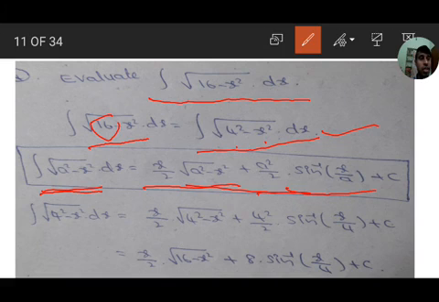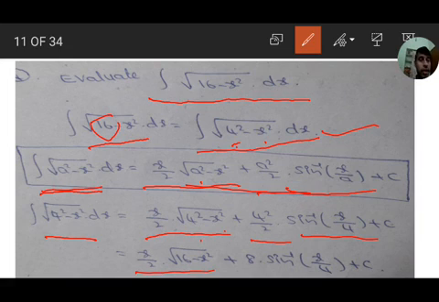So substitute in this a value, a equal to 4. That is integration square root of 4 square minus x square dx equal to x by 2 into square root of 4 square minus x square plus a square means 4 square by 2 into sine inverse x by 4. So x by 2 into square root of 16 minus x square, 4 square means 16, 16 by 2 means 8. 8 into sine inverse x by 4 plus c is the answer.